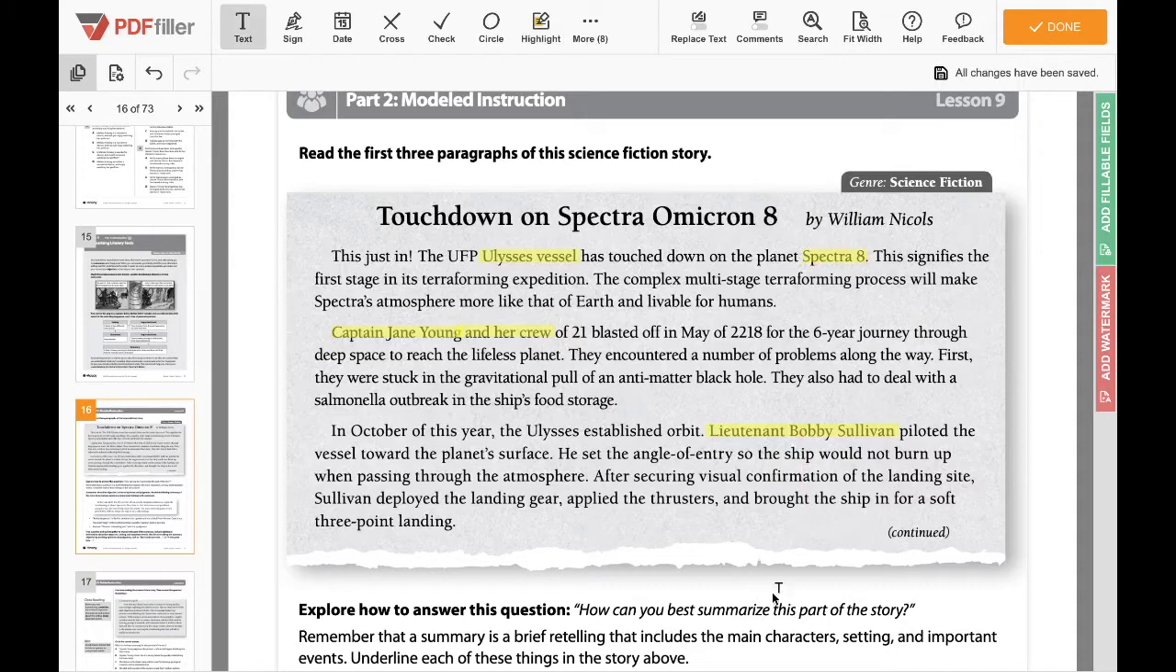So the next thing is the important events. What are two of the important events in this story? So this just in, it's touchdown on planet Spectra. So it touching down would be pretty important. We could say that them encountering a number of problems along the way is an important event, and then we'll go ahead and underline one more. They brought the ship in for a soft 3-point landing. Just them landing is an important event.